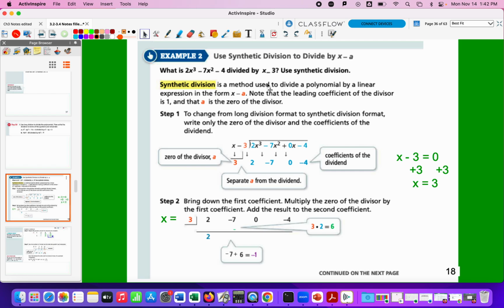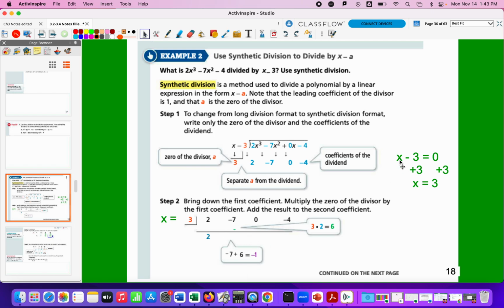So first up, it works best when you're dividing by a binomial like x minus 3, or x plus 5, x plus 10, whatever you're doing there. So it tends to work better with just x to the first power. Notice they set this up here. Here's what it would look like with long division. So we want to set this up for synthetic. Here's how it would look.